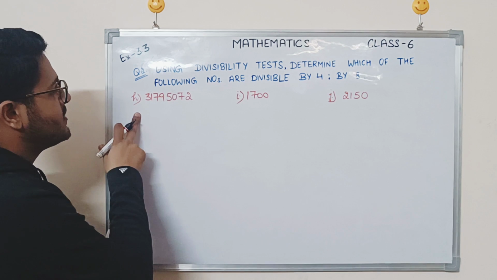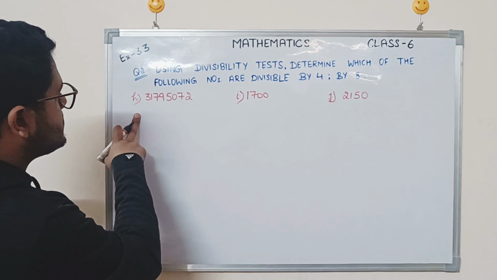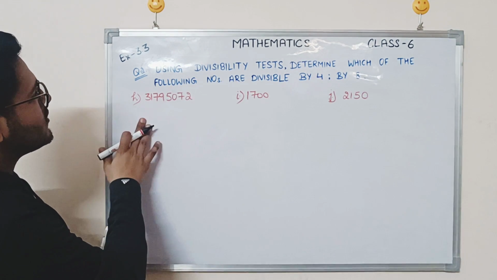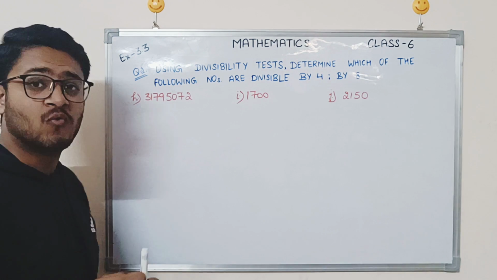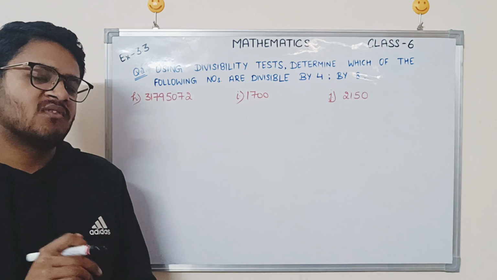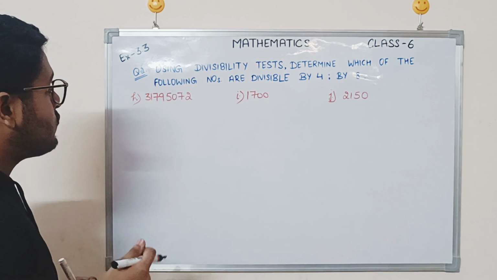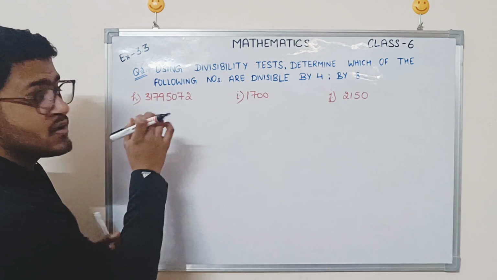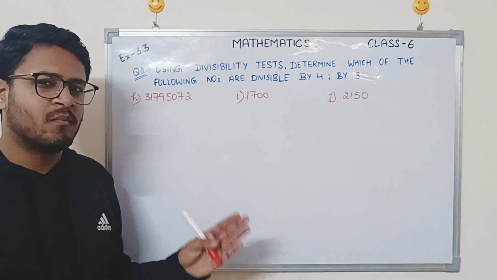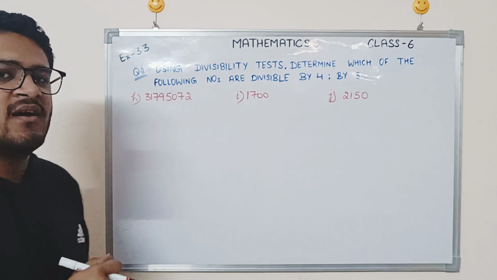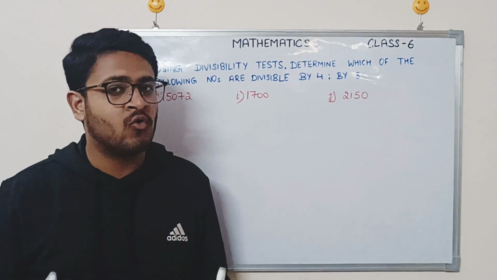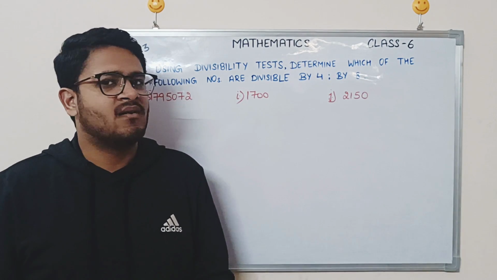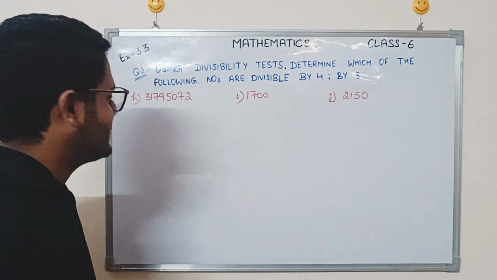So the H part. The H part is 3 crore 17 lakhs 95,072, right? If we are not using the divisibility test, we may have to spend a lot of time doing division for this long number. But we are using the divisibility test here in order to understand whether the number is divisible by 4 and 8 or not. We can do it very easily, and you know that, right?